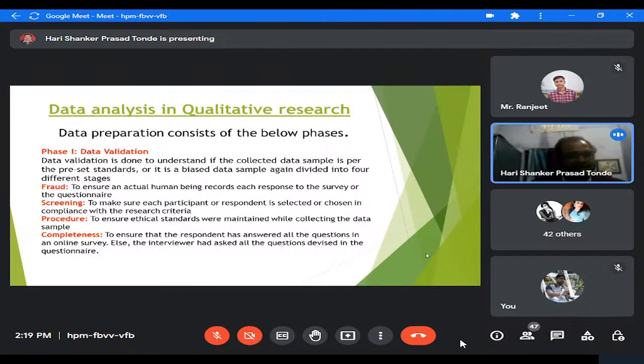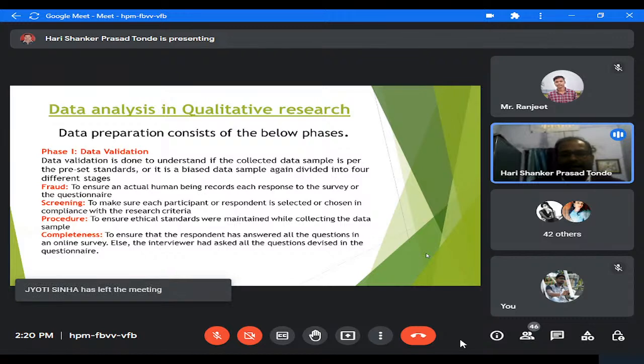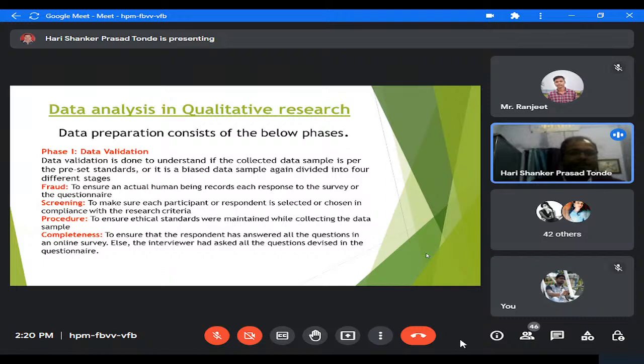Second one is the screening. Screening is also necessary to make sure each participant or respondent is chosen in compliance with the research criteria. Third one is the procedure, to ensure ethical standards were maintained while collecting the data sample. And fourth one is the completeness, to ensure that the respondent had answered all the questions in an online survey, as the interviewer had asked all the questions in a questionnaire. So these are the first phase of data preparation. You have to ensure the data is checked for fraud, screening, procedure, and completeness.